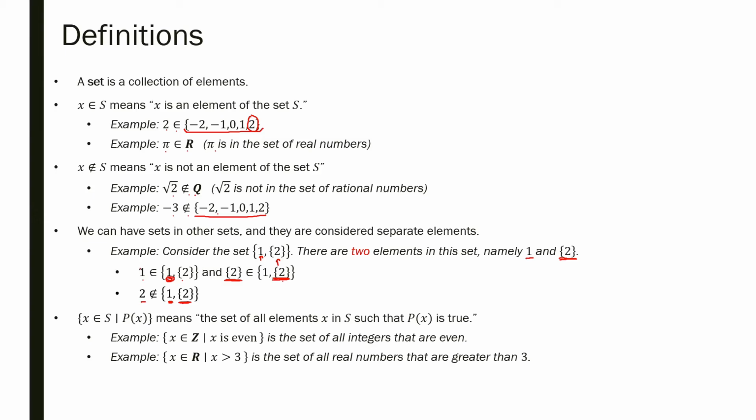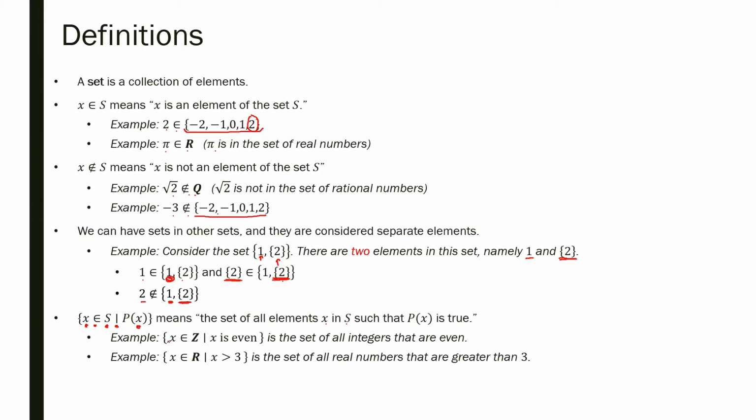Okay, this is just a different notation for sets. I believe we've talked about this before, but to refresh your memory, if you see this bracket with x is an element of S, this line means "such that P of x." This is just saying the set of all elements x in S such that P of x is true.